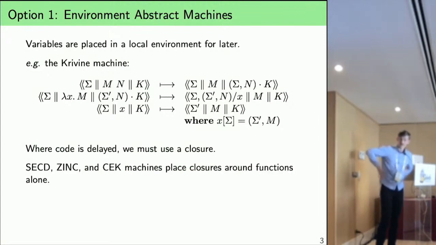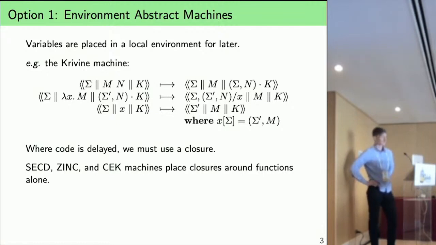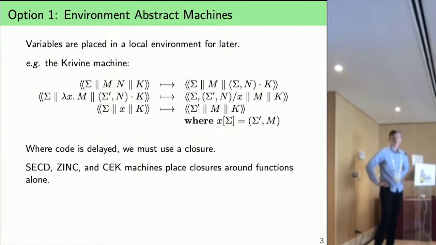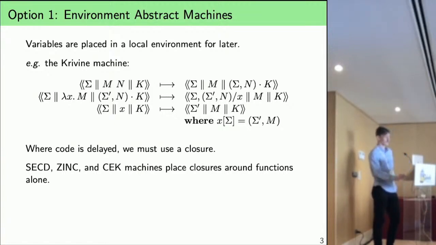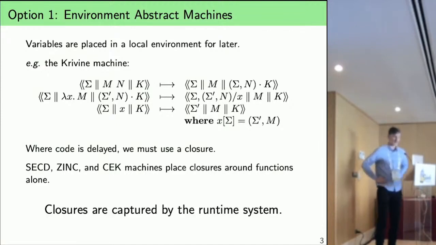So I gave the example of the Krivine machine, but the SECD machine, the Zinc machine, CEK, are other machines that will use this delayed environment, and they are strict languages, so they will only have closures around functions. The Krivine machine is for call by name. The point of these environment abstract machines, or what they do with closures, is capture them in the runtime.